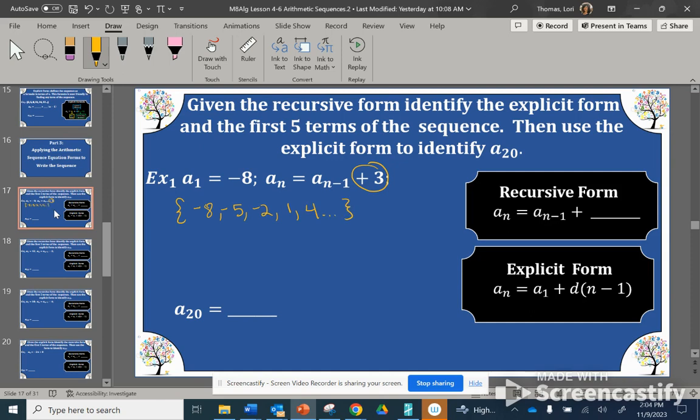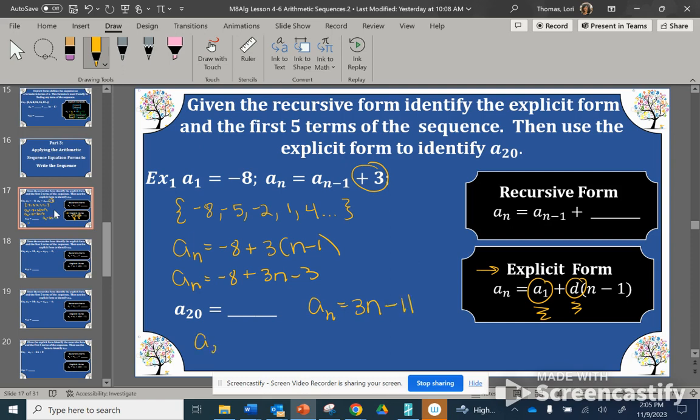Now, let's write the explicit form to find the 20th term. Instead of adding 3, adding 3, adding 3, let's write the explicit form. The explicit form says identify the first term plus your common difference of 3 times n minus 1. So I simply filled in the a sub 1 and the common difference. Now distribute your common difference, and then let's combine like terms. -8 and -3 is -11.